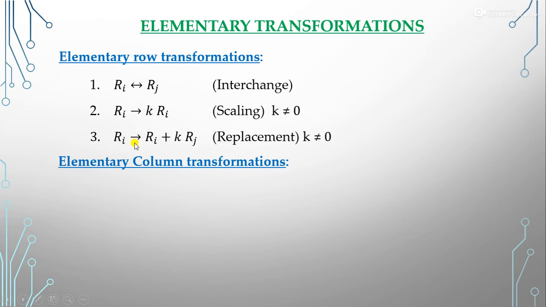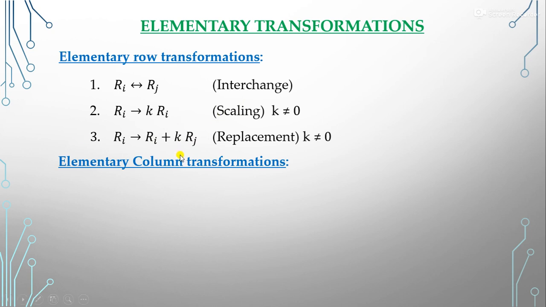Third one is you can use this operation also. Ri tends to Ri plus kRj, where k is not equal to 0, means you have to add or subtract any row with another row, like R1 plus R2 or R1 plus 3R2. So these are the row operations. By using these operations you reduce your matrices into the echelon form and then find the rank.